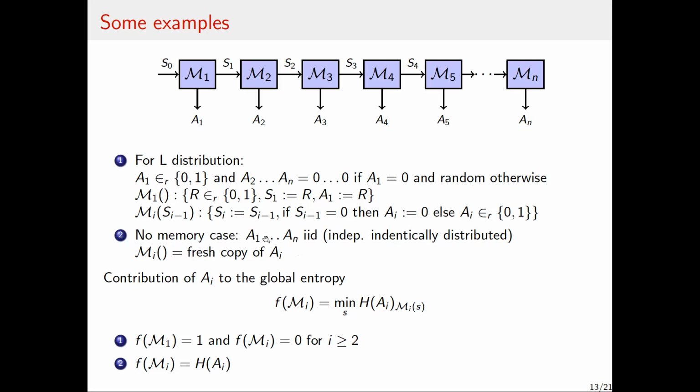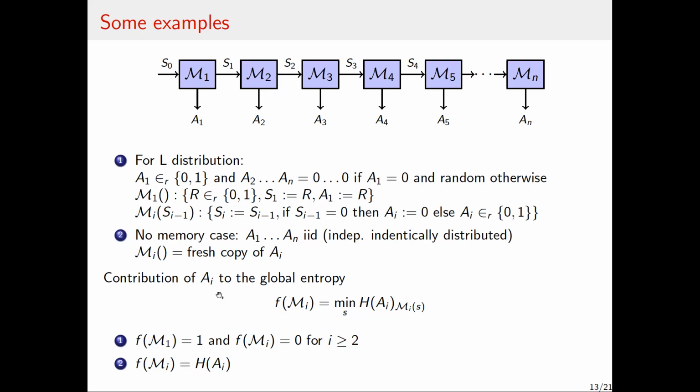The second example is when A1 to AN are IID, so they're independent and identically distributed. In this case I don't need any memory at all, so I can let these maps generate fresh copies of A. M1 just generates A1, M2, with no memory at all, generates A2, etc.